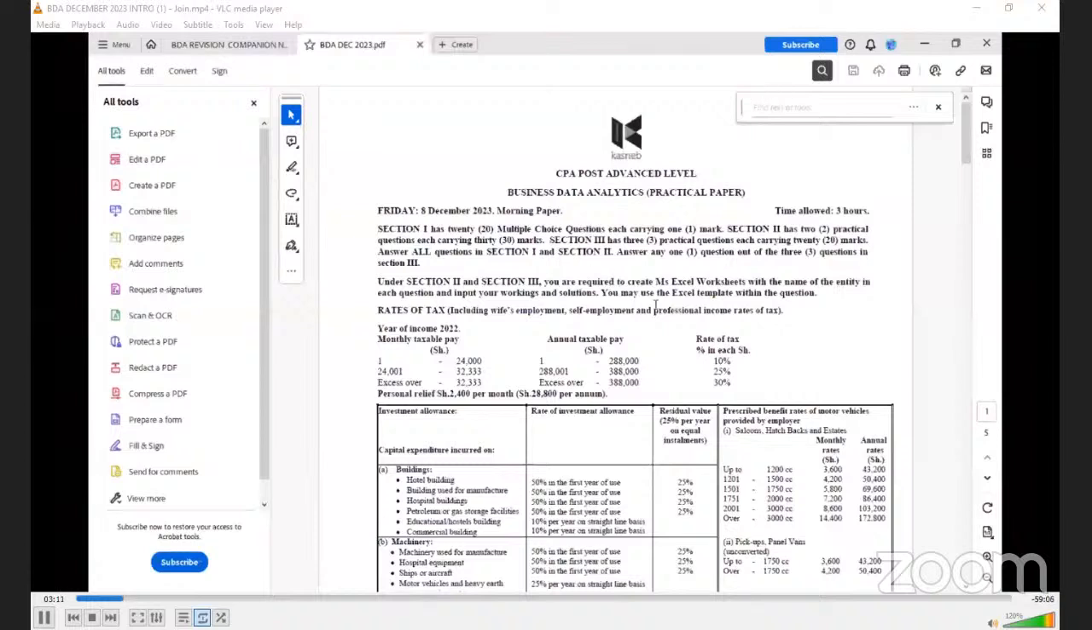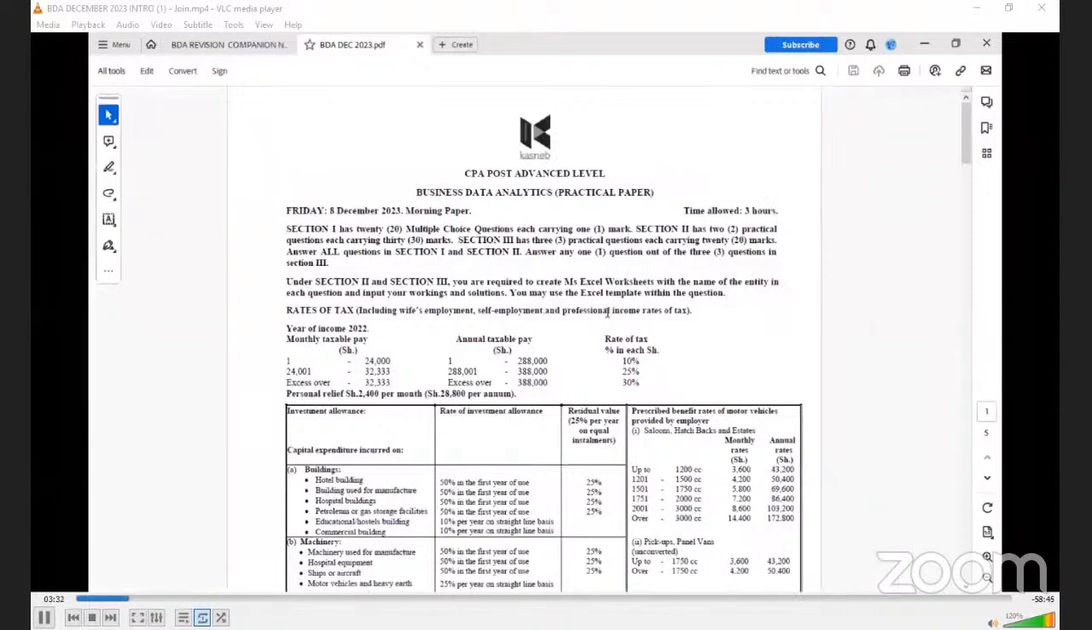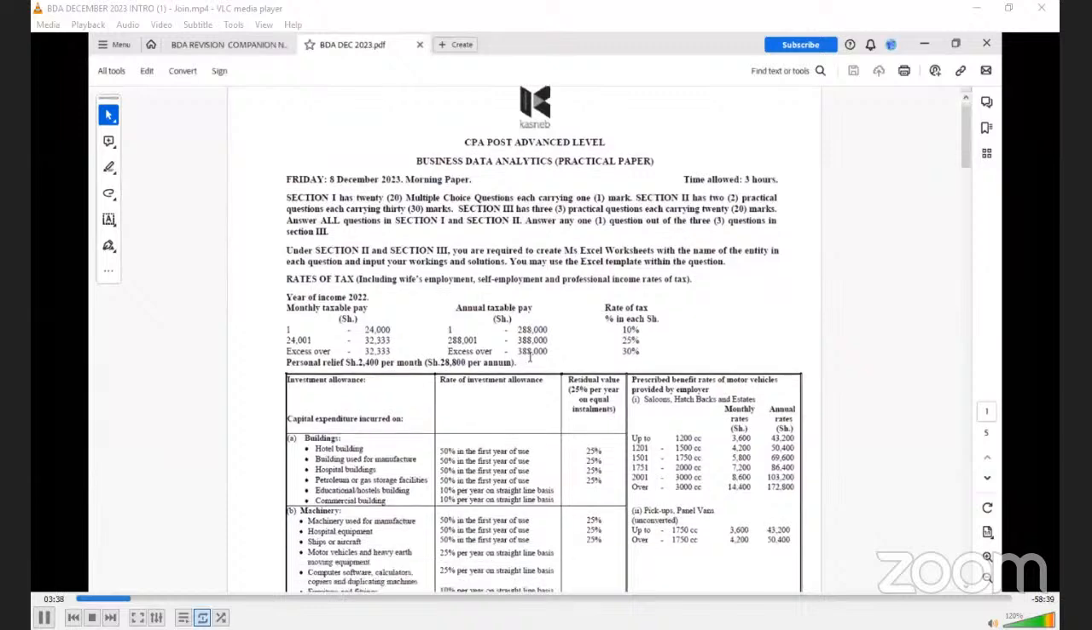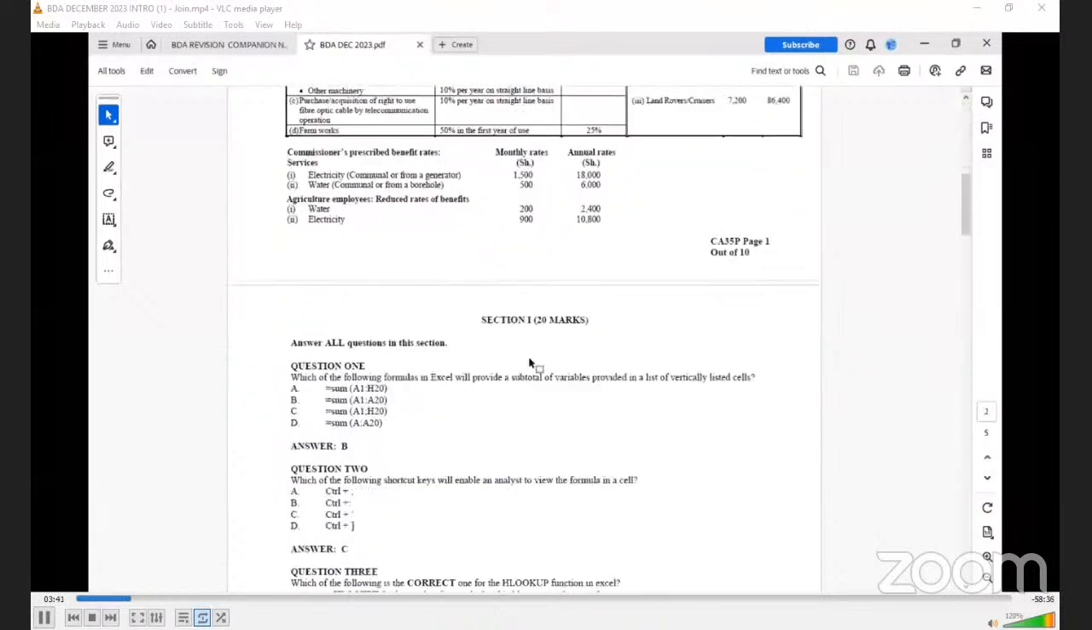As I mentioned earlier, it is very important that we start our classes as soon as possible, also for those who are doing business data analytics. Remember, the system has been changing every now and then, and the trend has also been changing. This is a paper that was done just the other day for business data analytics, the theory part, December 2023.